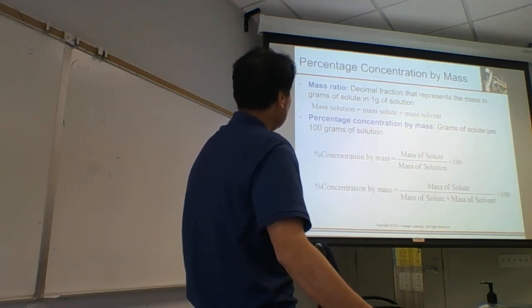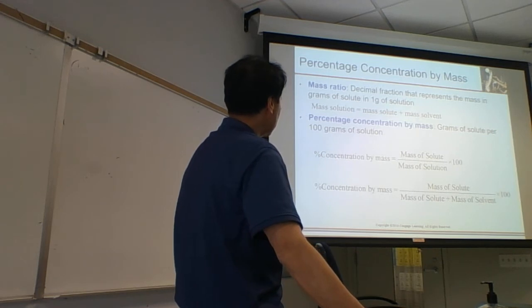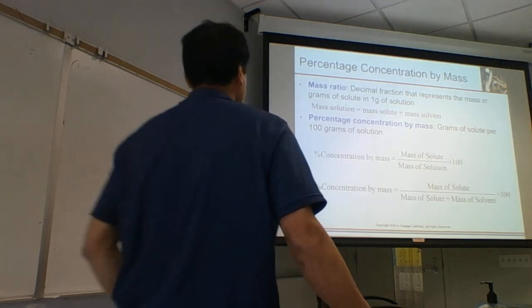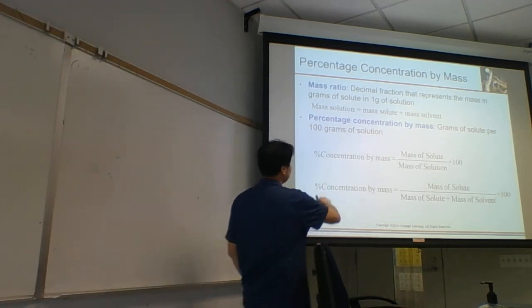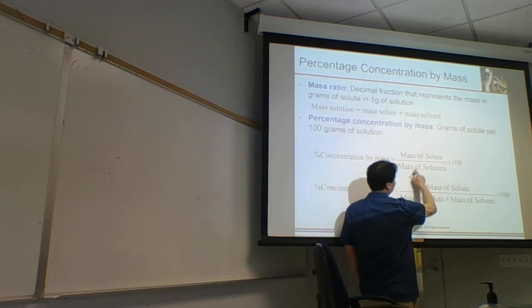Solution composition, you usually express it in terms of percent by mass or percent by volume. And so percent by mass is just equal to the mass of the component A over the total mass times 100%. So that's what's shown here.